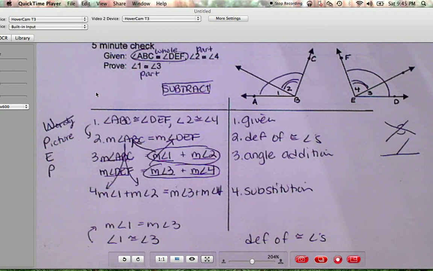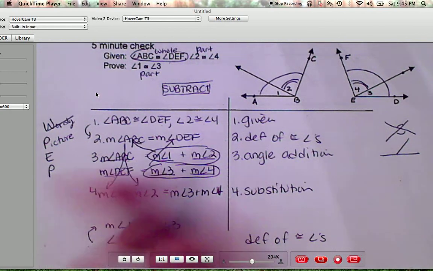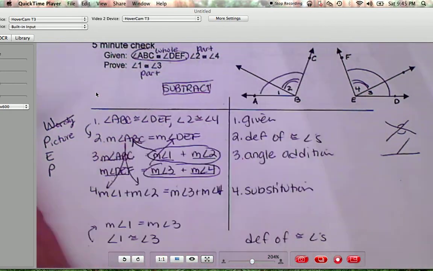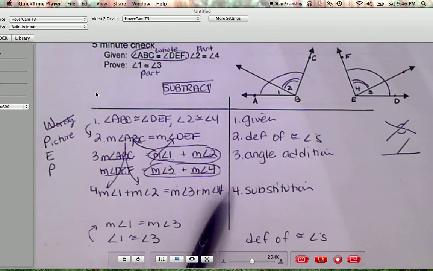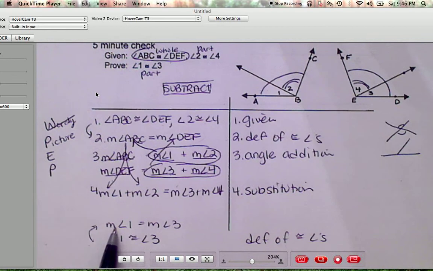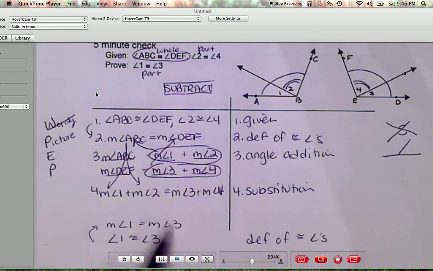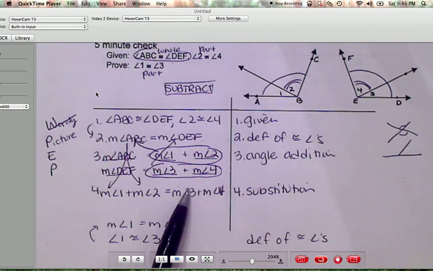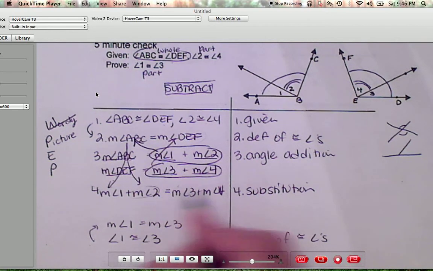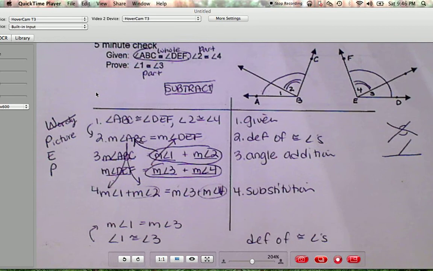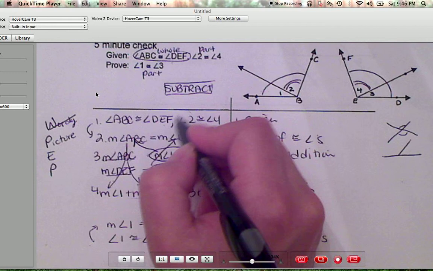Okay, but you can remember anytime you expand angles into its multiple angles, that's substitution. So here we are, 1 plus 2 equals 3 plus 4, and here's where we need to get to. 1 equals 3. So we have a 1 on the left side. We do have a 3 on the right side. So we have to figure out a way to get rid of the 2 and the 4. Okay? Now, don't forget, there's still another given that we have not used yet.